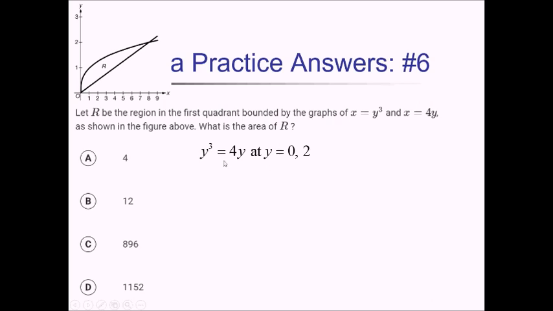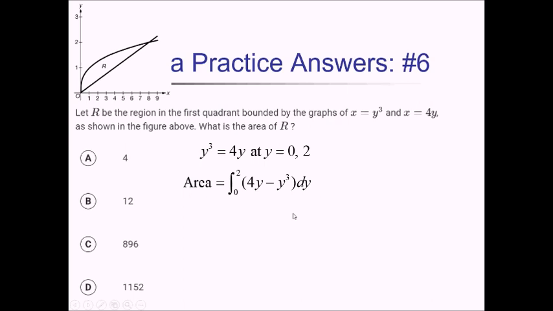Now we need to come up with an expression for the area inside. So I'm going to have area equals the integral from 0 to 2 of, and if I'm doing right minus left, I have to do this kind of inverse line minus this inverse cubic function. So I'm going to have 4y minus y cubed dy.